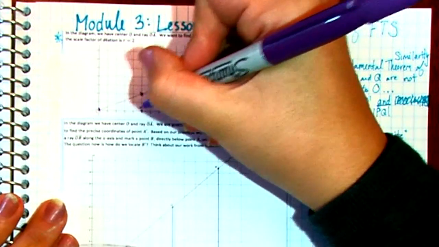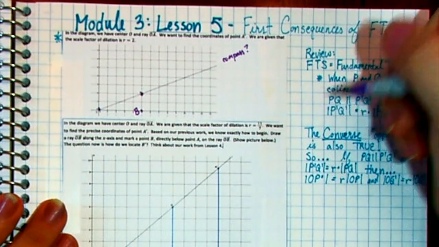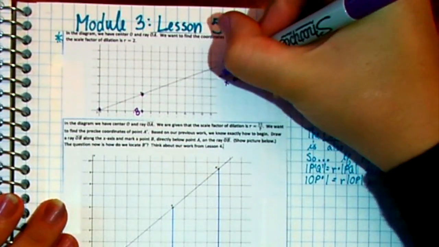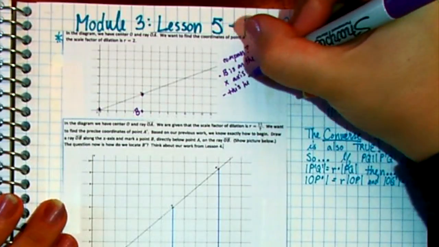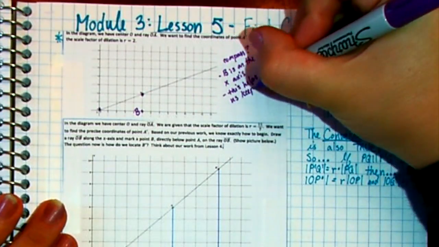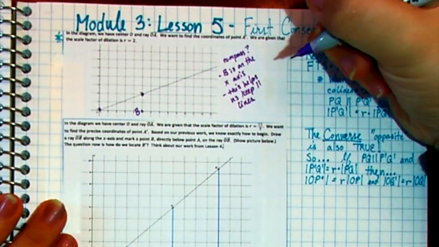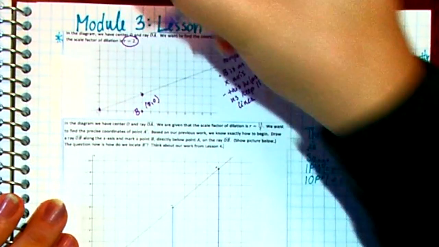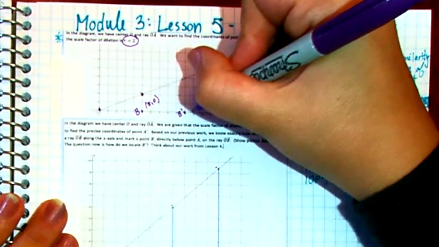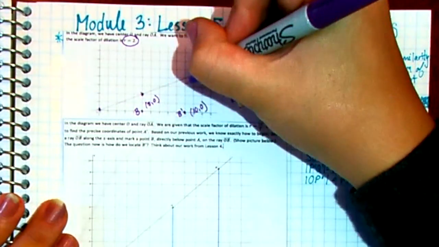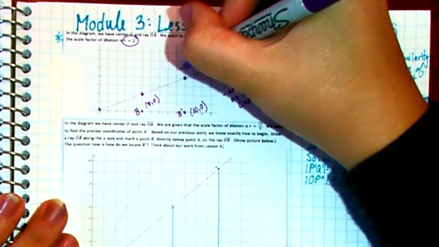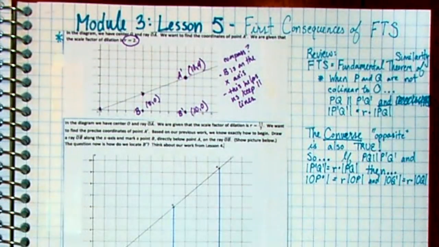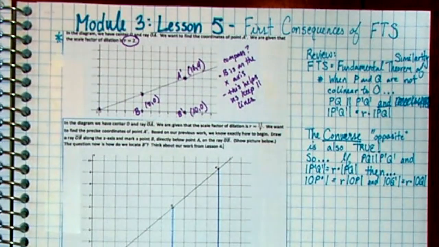So I have this ray, which is OA, and I want to know what is the actual coordinate point of A prime given a scale factor of 2. This is really important because on that diagonal line, I can't find a precise measurement. So what I need to do is use either a horizontal or a vertical line, and then I can take advantage of the fact that I'm going to be creating some parallel lines.